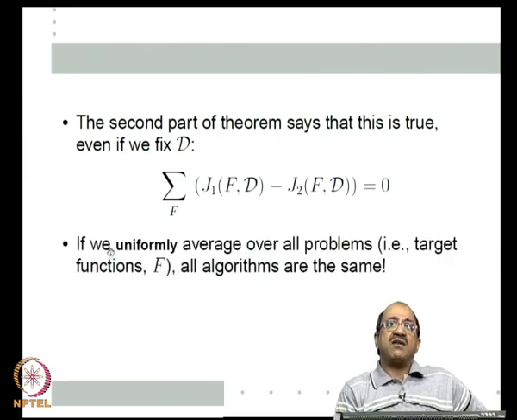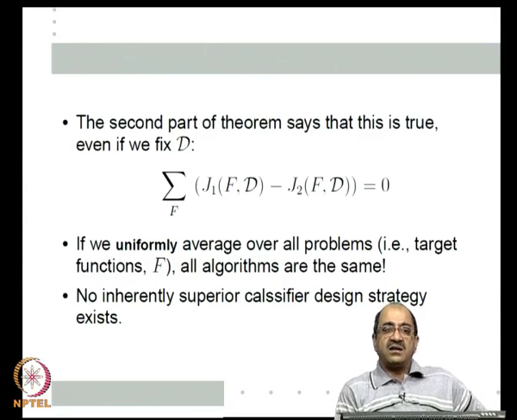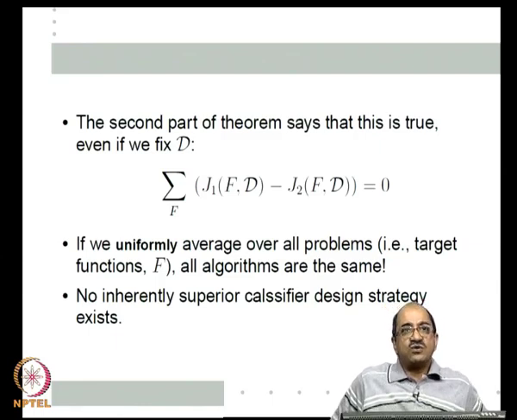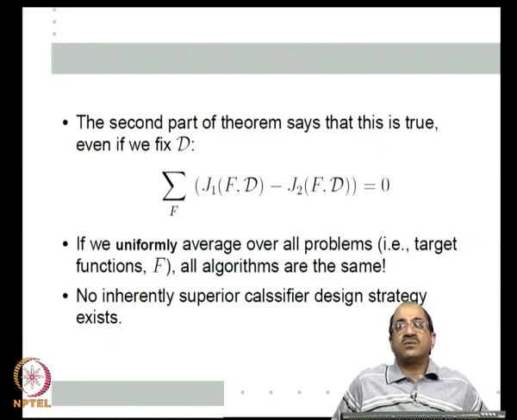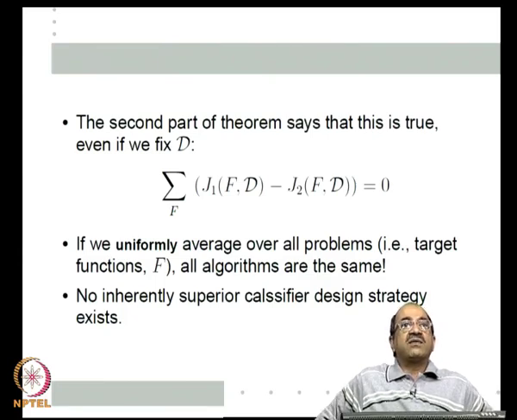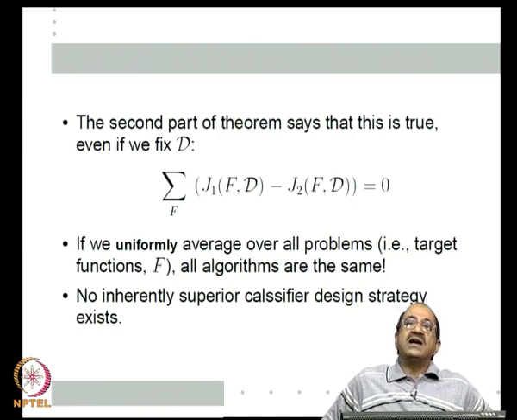If we uniformly average over all problems, all algorithms are same. No one algorithm is any better than the other. That means no inherently superior classifier design strategy exists. There is no method which allows you to learn a classifier that is inherently superior to any other way of learning a classifier. Any other meaning? An arbitrary way of learning a classifier is not inherently inferior to any other algorithm that we already know or would ever discover.